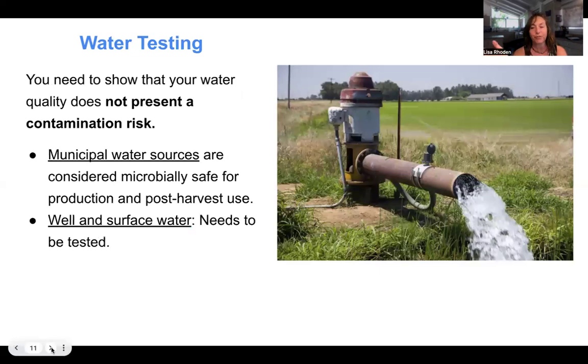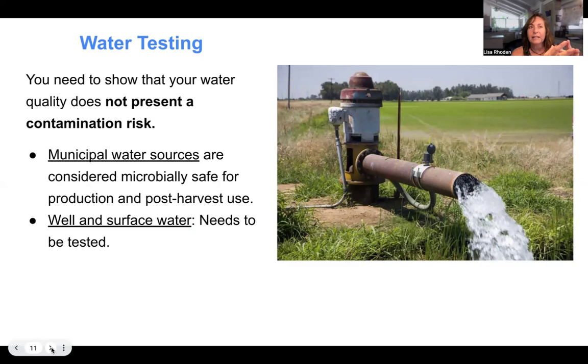Essentially, what we're looking for, though, is that we can show that the water quality does not present a contamination risk to your crop. So again, municipal water source, you're in good shape. If that's what you're using, all the way through, we're just going to pull a water quality report from the Board of Water Supply. If you're using well or surface water, the short answer is you are going to have to test it or have it tested.